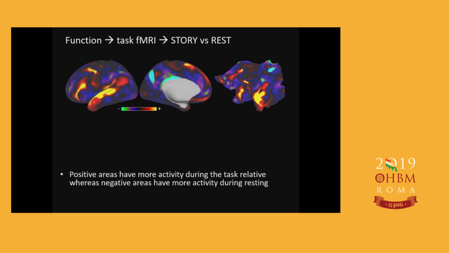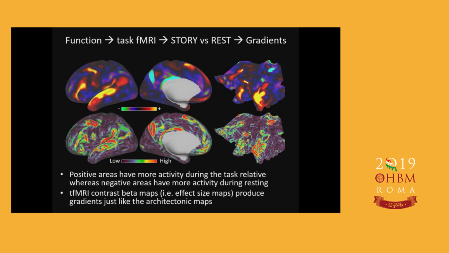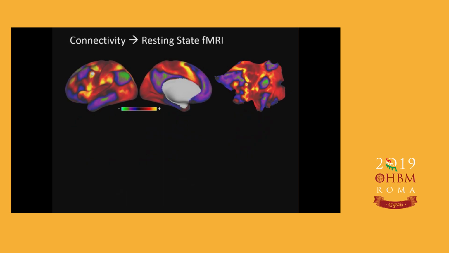So here's a task fMRI contrast map. Positive areas are more active while listening to a task, and negative areas more active during rest. And we can take a gradient of a task fMRI map, just like an architectural map, but I'll point out that we're focused here on effect size maps. So beta maps or percent bold change, things like that, are more biologically interpretable than our statistical maps, which also depend on the data, how much data you have, what is the pattern of the noise, and things like that.